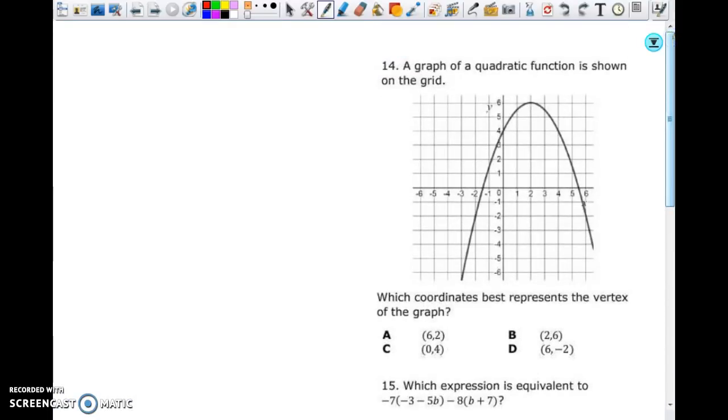Number 14, a graph of a quadratic function is shown on the grid. So again, they give us another quadratic. Which coordinates best represent the vertex of the graph? So remember, the vertex is always the curved point. Go directly in the middle.